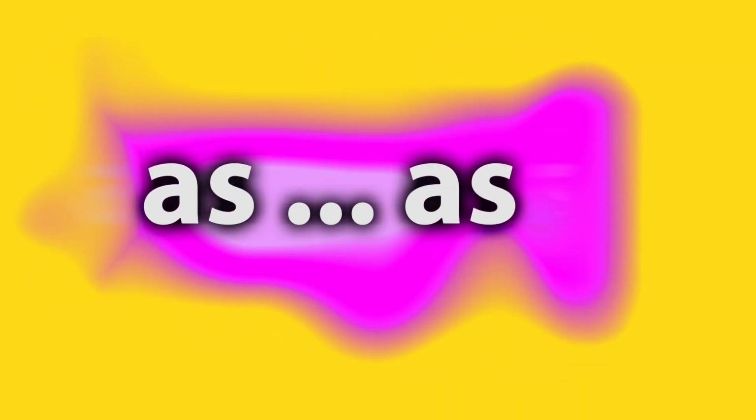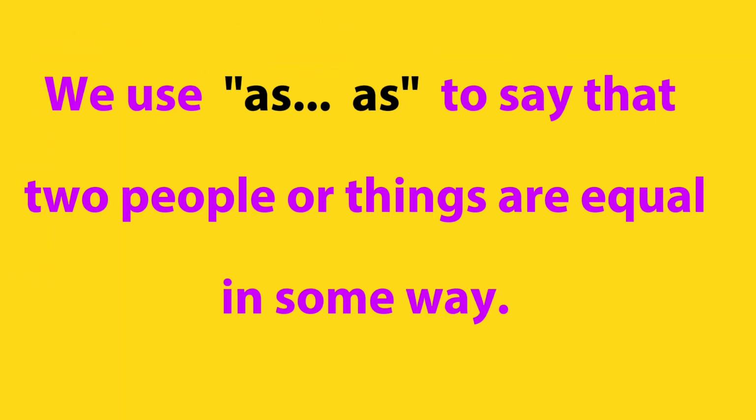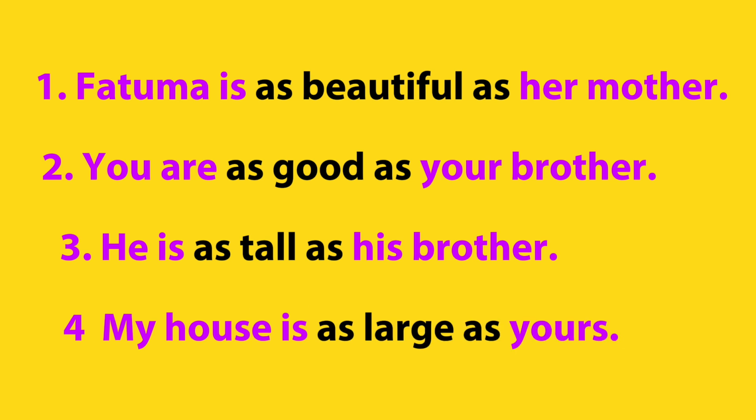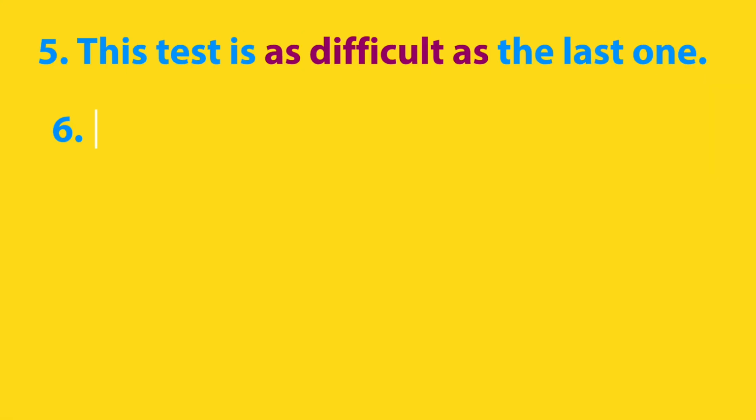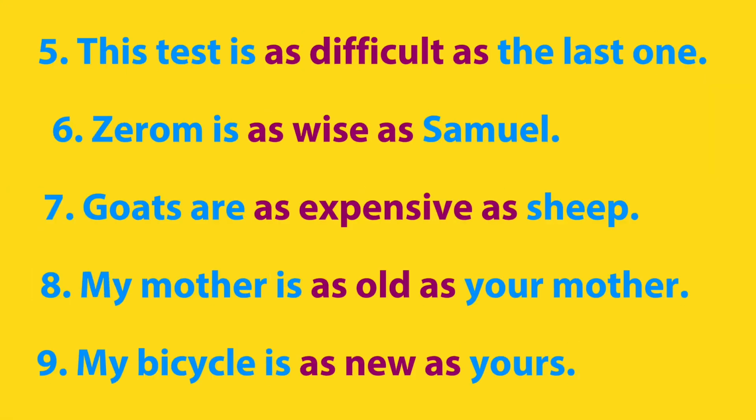Another form of using the positive degree is as follows. As. We use as to say that 2 people or things are equal in some way. Examples. 1. Fatuma is as beautiful as her mother. 2. You are as good as your brother. 3. He is as tall as his brother. 4. My house is as large as yours. 5. This test is as difficult as the last one. 6. Zeram is as wise as Samuel. 7. Goats are as expensive as sheep.